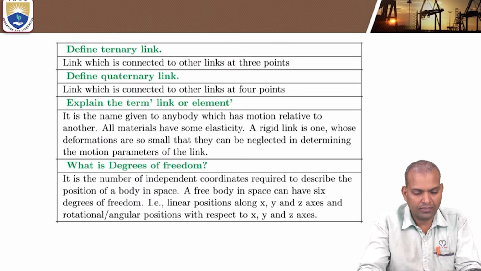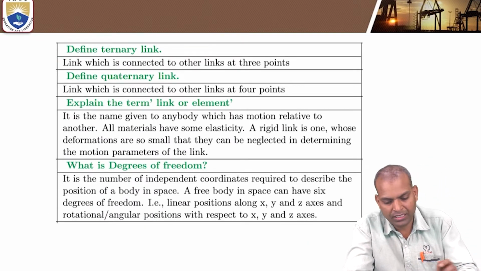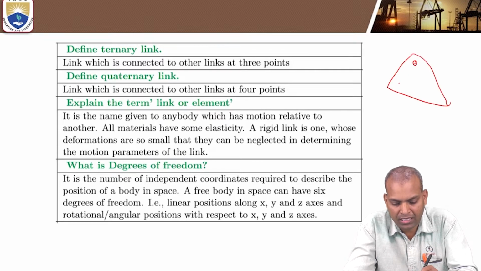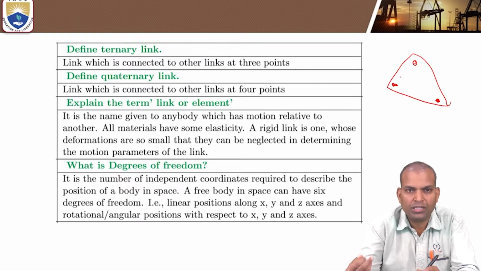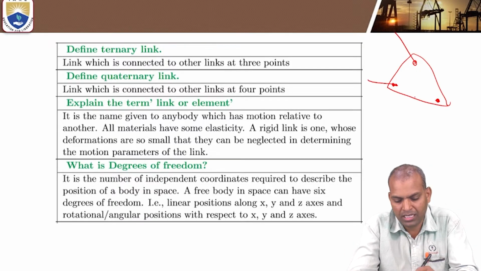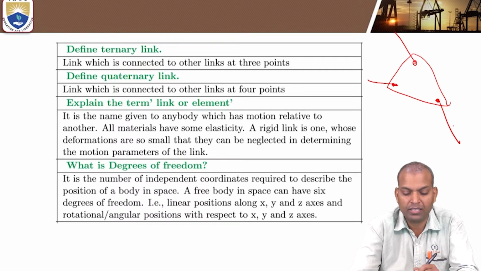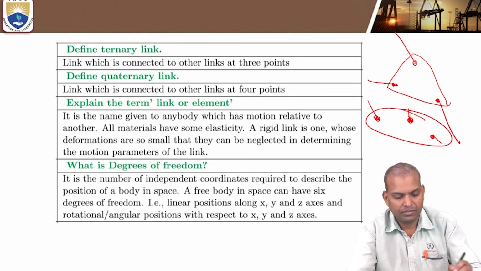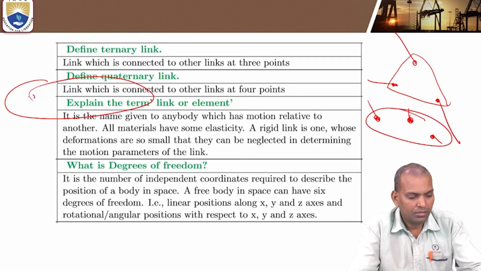Coming to the ternary link. What is the meaning of ternary link? The ternary link means a single link having an opportunity to connect 3 other links, having facility for 3 links. That is called a ternary link. Whatever shape it may be, it is a 3 joints connection. It is a ternary link. Okay. It is also a ternary link. So these are all ternary links.